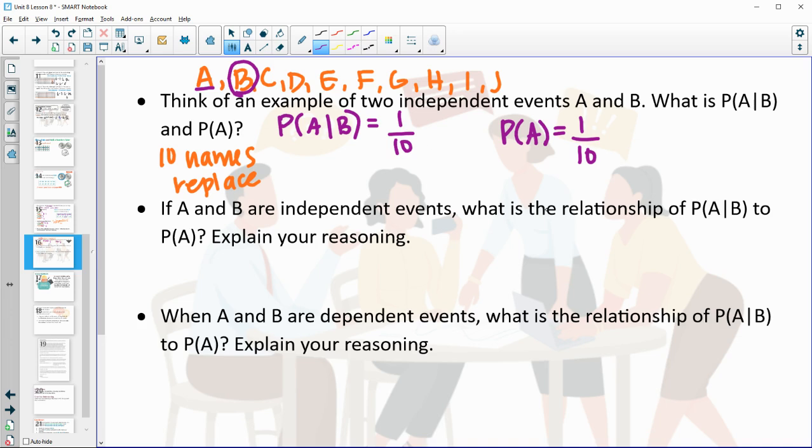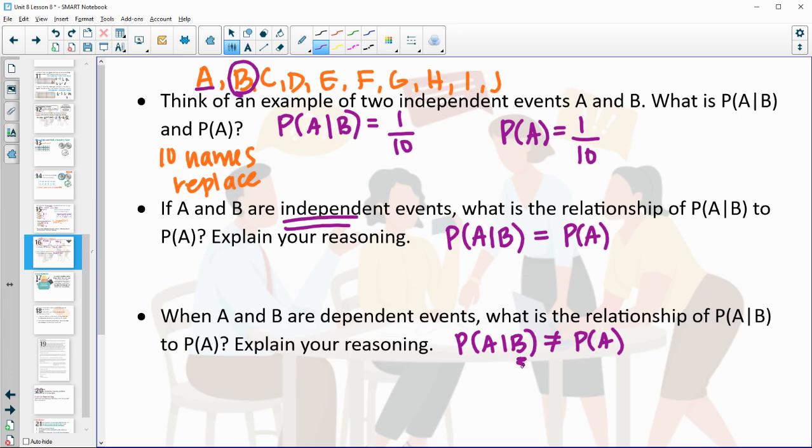If A and B are independent events, what's the relationship between the probability of A when we know B has happened versus just the probability of A? They should be equal when the events are independent. If the events are dependent, then these 2 probabilities will not equal each other because B happening impacted the probability of A.